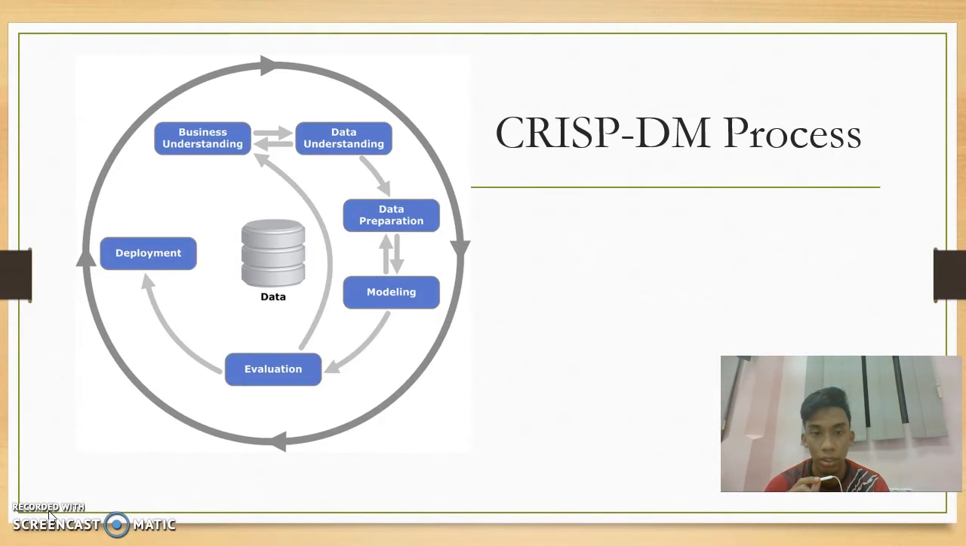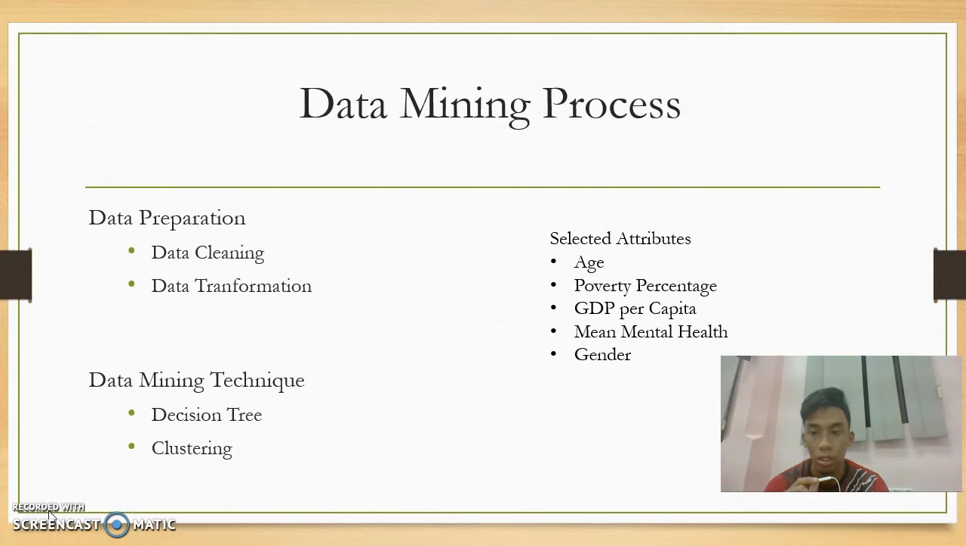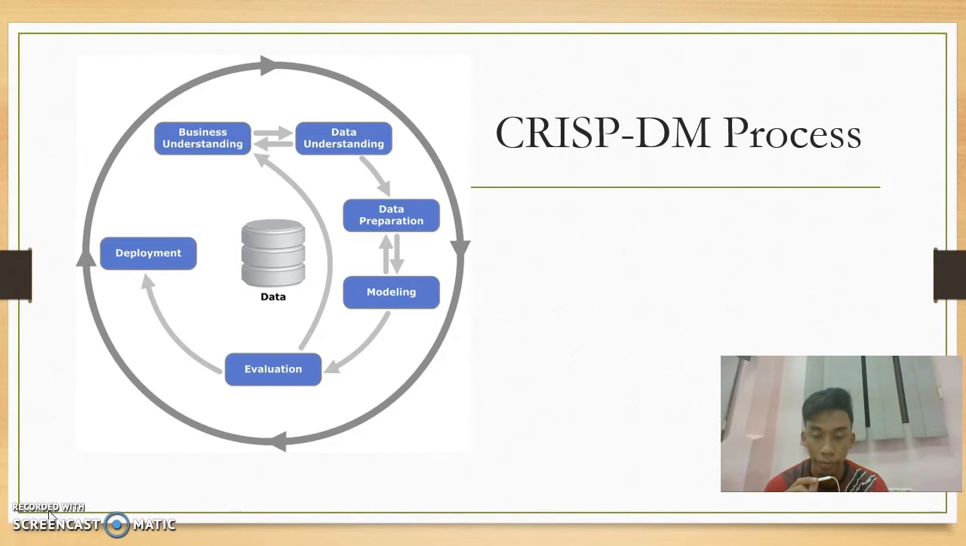For the CRISP-DM process, the first step is business understanding. In business understanding, we need to understand the question first, and then next is data understanding, continuing to data preparation. As I mentioned before, we have two data preparation steps, that are data cleaning and also data transformation. And then going to modeling, and evaluation, and also deployment.